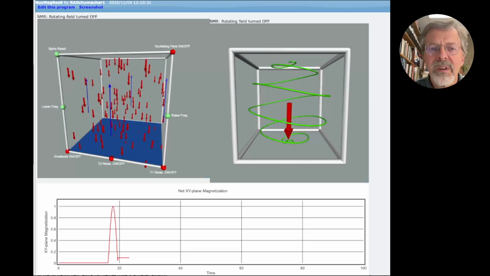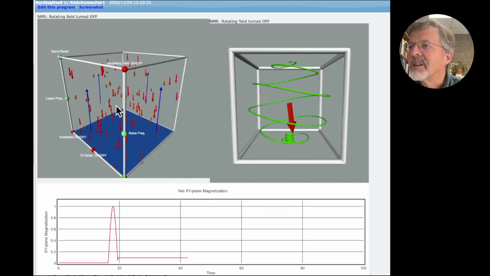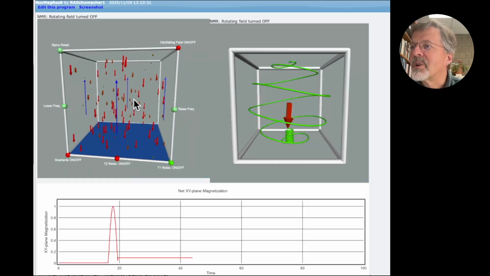And in an imaginary world, we could let them sit here forever, right? But now the physics idea is that as time goes by, they give away this energy. They were in their low energy configuration pointing along the magnetic field. Now they're in their high energy configuration pointing opposite to the external magnetic field. So let me turn on the T1 relaxation effect here, and we'll see what happens. Boom, turn that on.